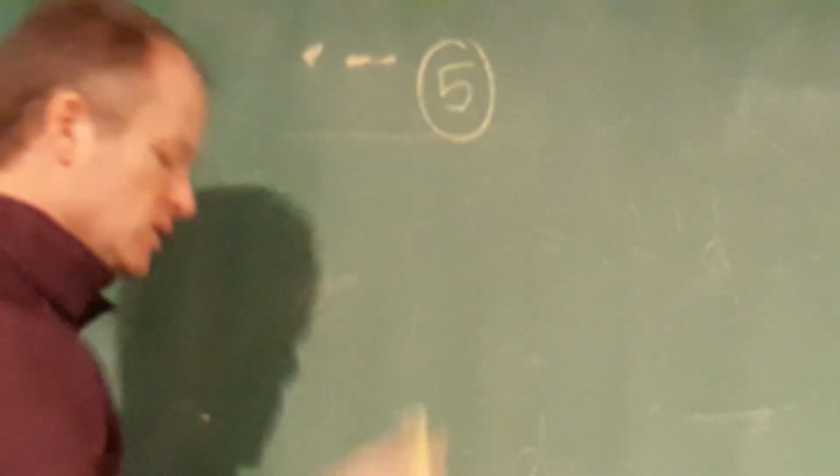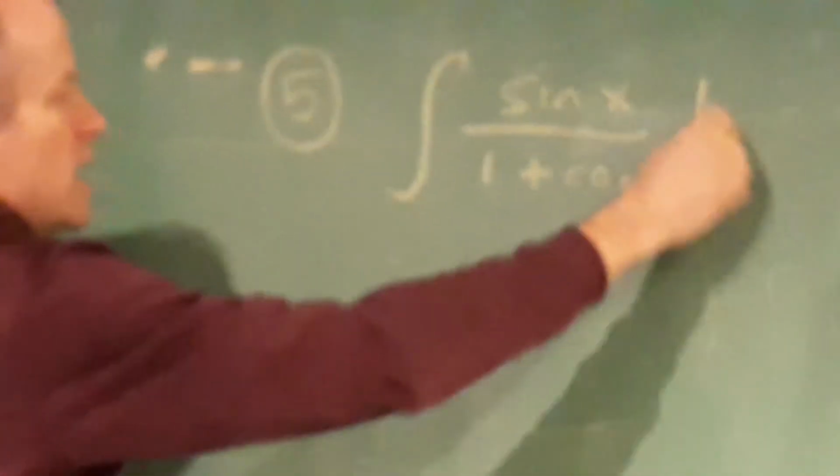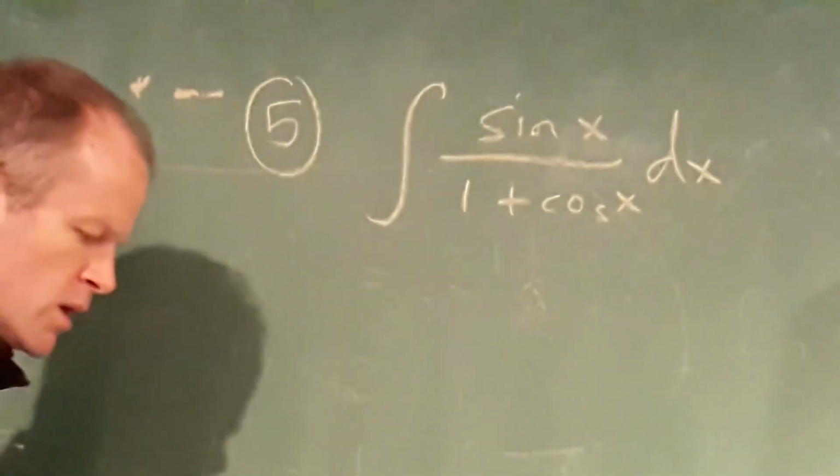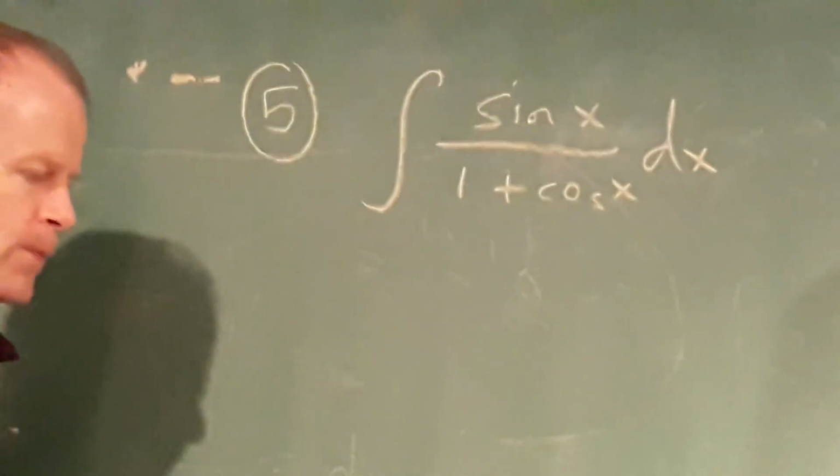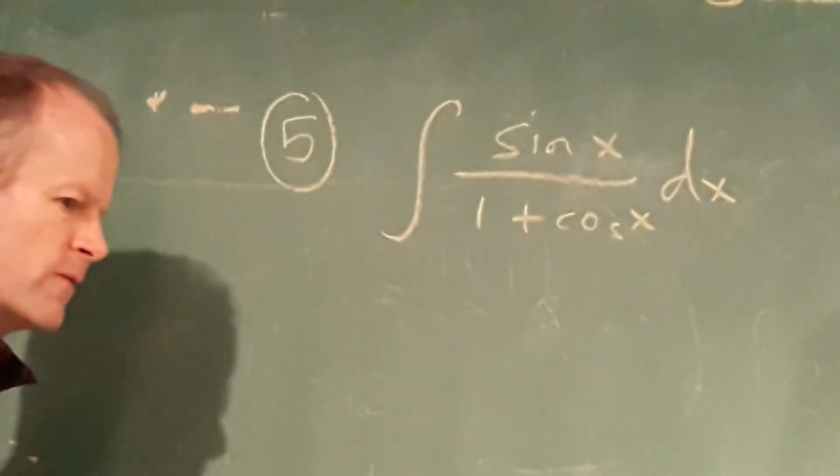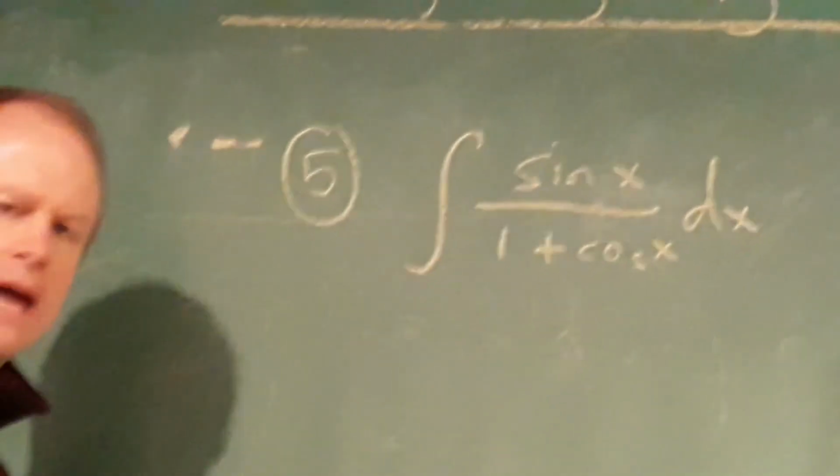But let's jump to number 5. That one definitely does need U-substitution. So number 5 is sine of x in the top divided by 1 plus cosine of x, dx. So this one is a fraction. And when you have a fraction, we want to think about what's in the top and what's in the bottom.